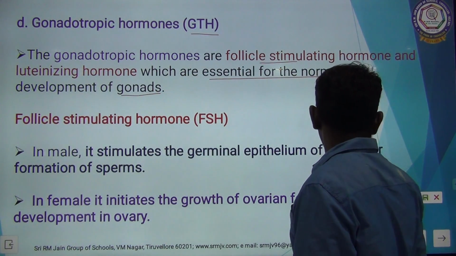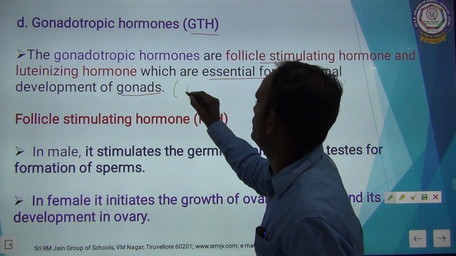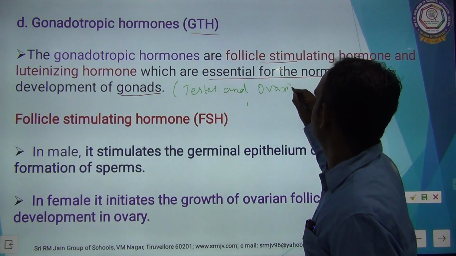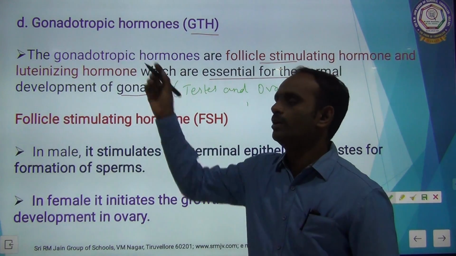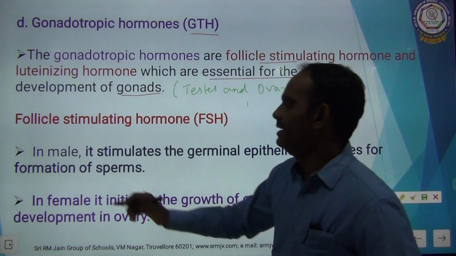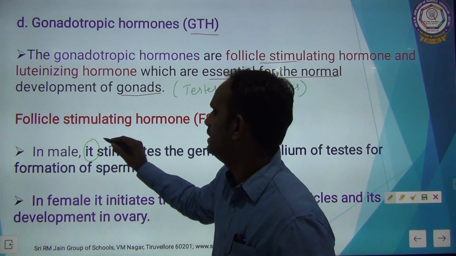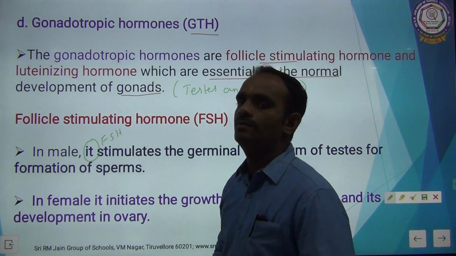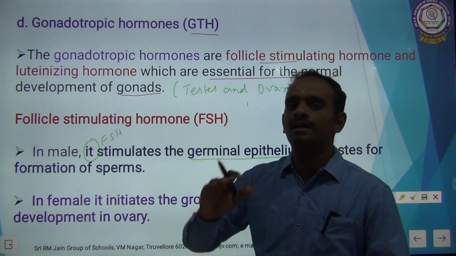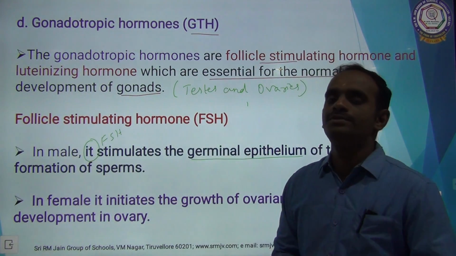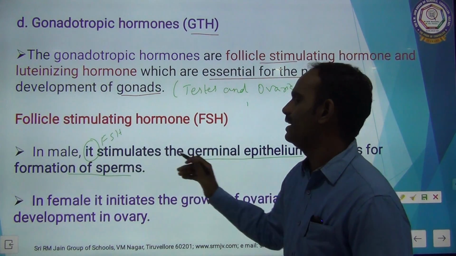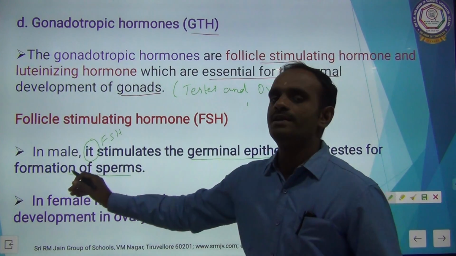Gonads are nothing but testis and ovaries. In the gonadotropic hormone, the first one is follicle stimulating hormone, FSH. In male, FSH stimulates the germinal epithelium of the testis. The germinal epithelium is the outer layer of the seminiferous tubules of the testis. This is essential for the formation of sperms. So FSH stimulates the germinal epithelium of the testis for formation of sperms.